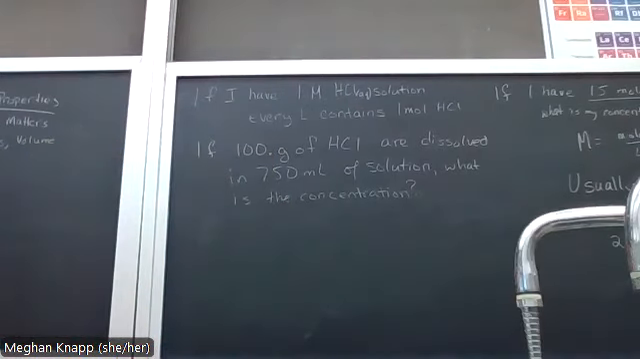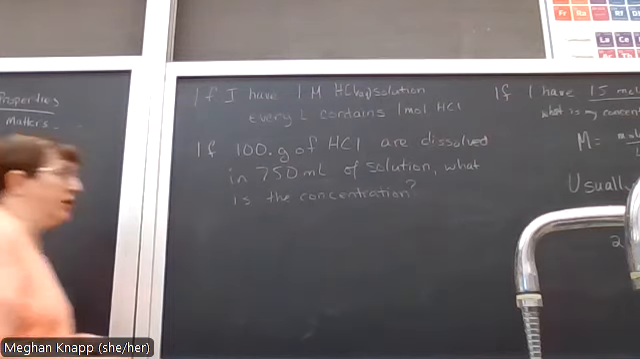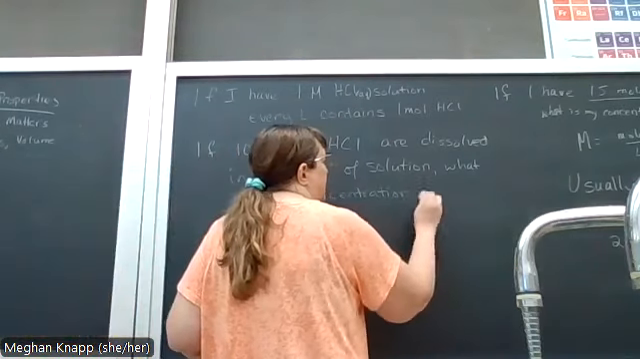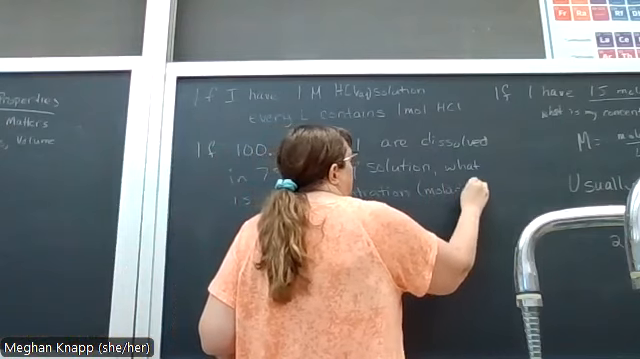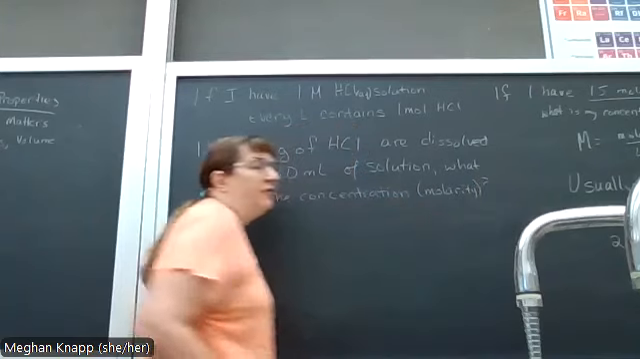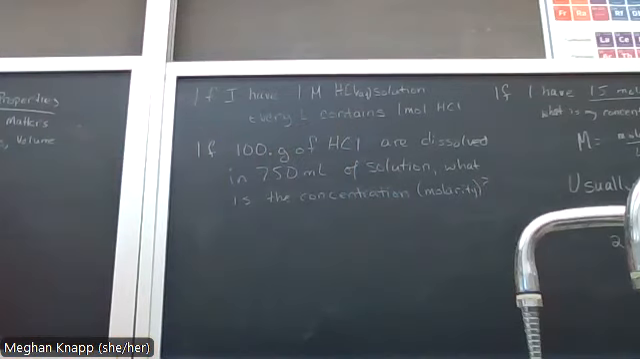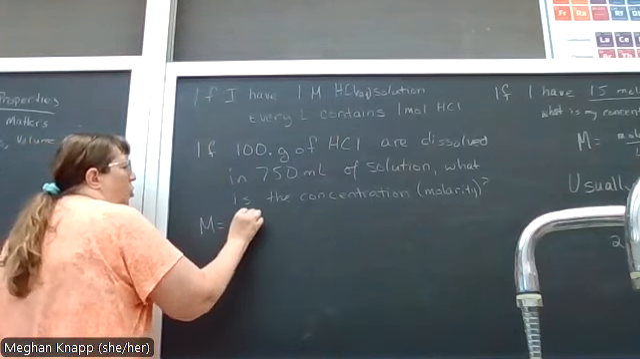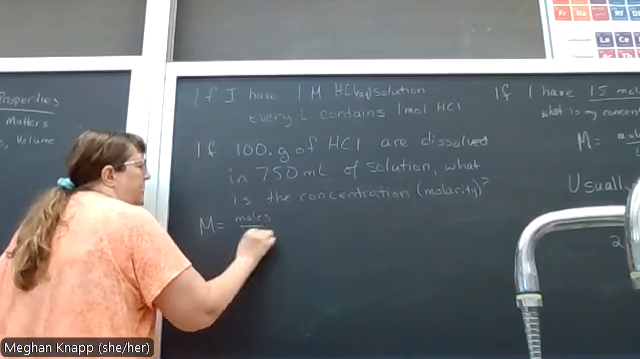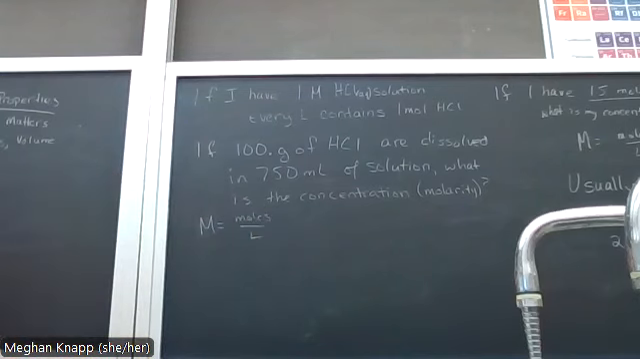Okay, so here's an example problem. If 100 grams of HCl are dissolved in 750 milliliters of solution, what is the concentration? Well, the concentration is measured in molarity. So let me put that here, because in theory, we could have lots of ways we were measuring that. We know molarity is going to be moles over liters, but we don't have either of those yet.